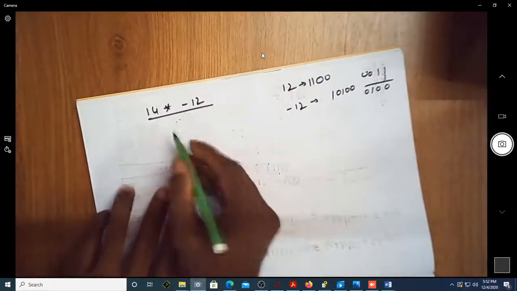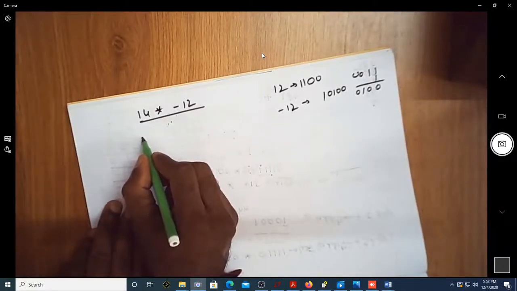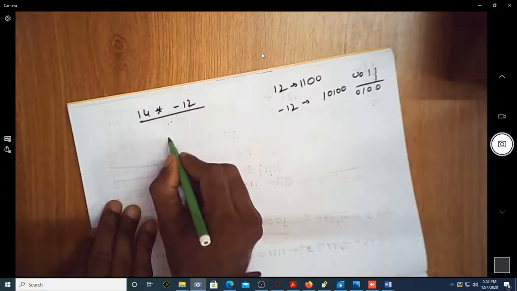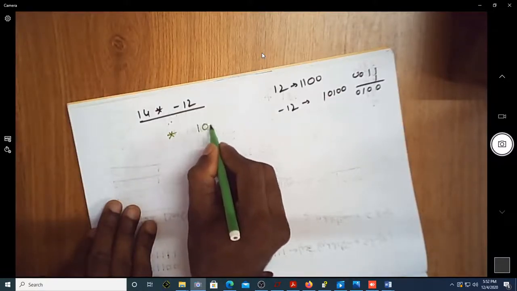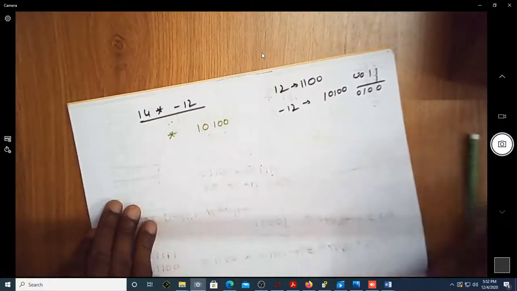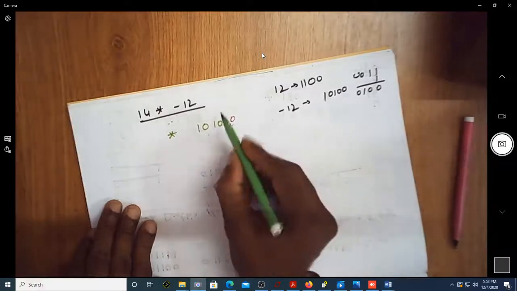Before we proceed, let us write its recoded multiplier. So I have 14. Let me write it for -12. So -12 is actually 10100. You append a 0 to this on the right side and then start grouping in threes.